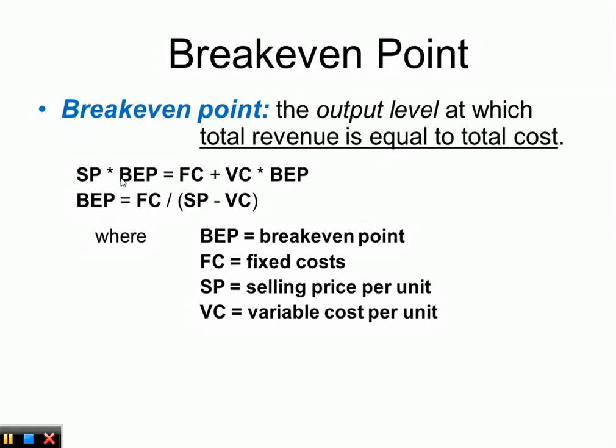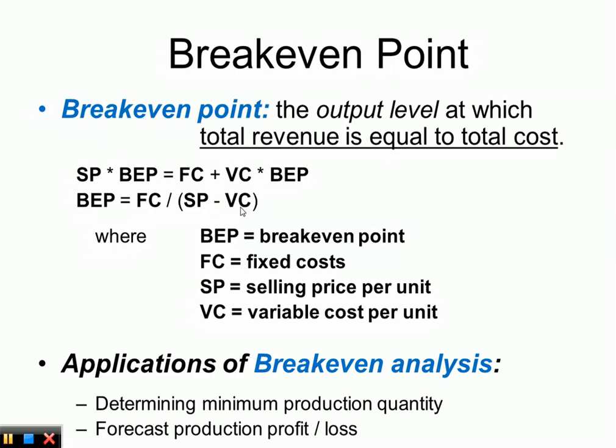And then, after simplifying and moving this from the right-hand side to the left-hand side and combining together, we establish that BEP is just fixed cost divided by the difference between the selling price per unit and the variable cost per unit. All right, what are the applications of break-even analysis? Well, we can use it to determine minimum production quantity and also forecast production profit or loss.